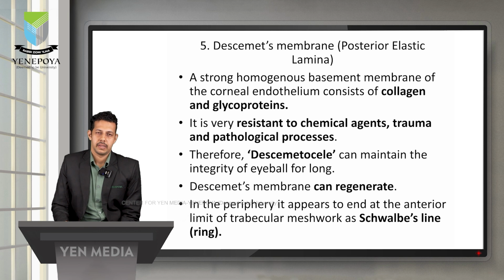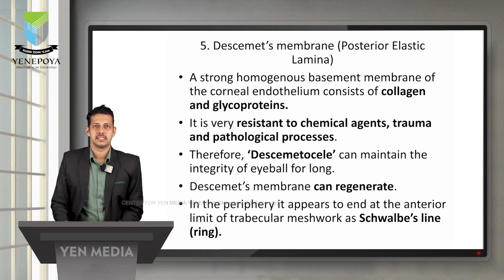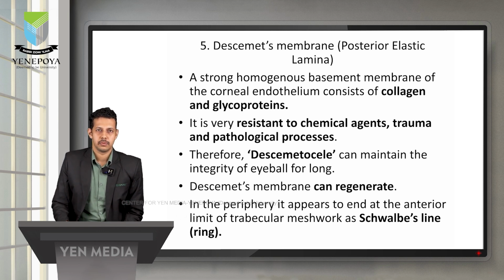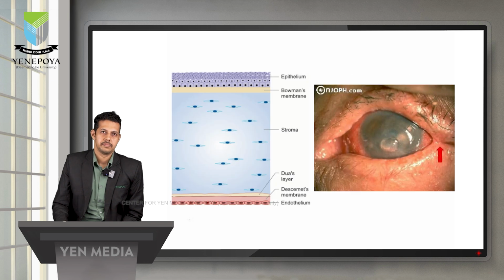Once the injury pierces the epithelium, Bowman's membrane and stroma, and reaches the pre-Descemet's membrane and Descemet's membrane, it tries to resist as far as possible. It creates a descemetocele, where a sac-like structure is formed on the cornea. The importance of Descemet's membrane is that it can regenerate. One more important thing is that it contributes to the anterior chamber angle also. Schwalbe's line is nothing but the periphery of Descemet's membrane. As you can see in the picture, the descemetocele is formed. This indicates the injury has pierced all the 4 layers and has reached Descemet's membrane.